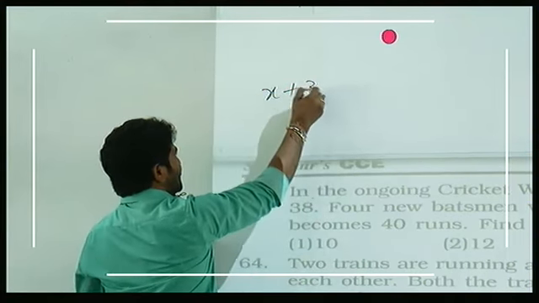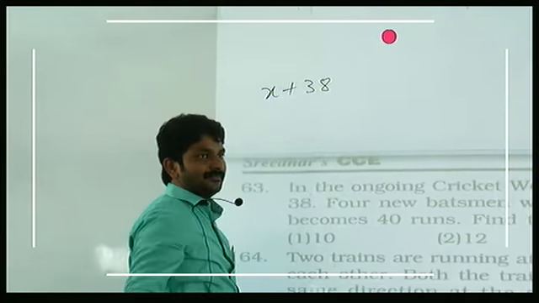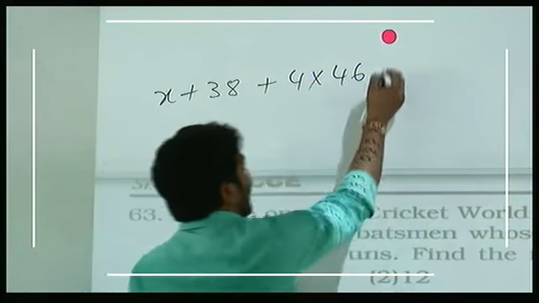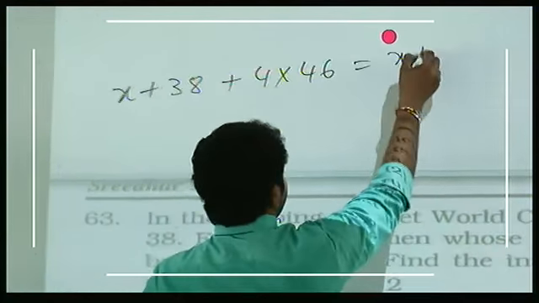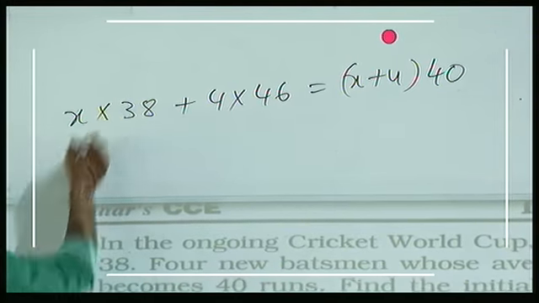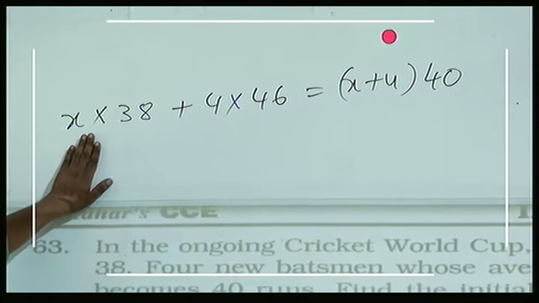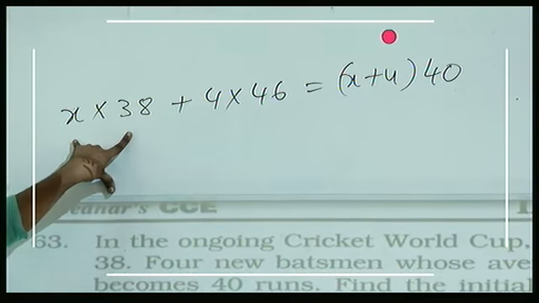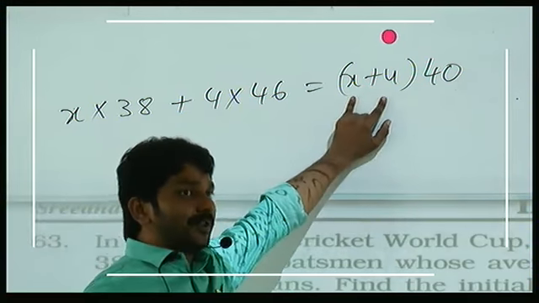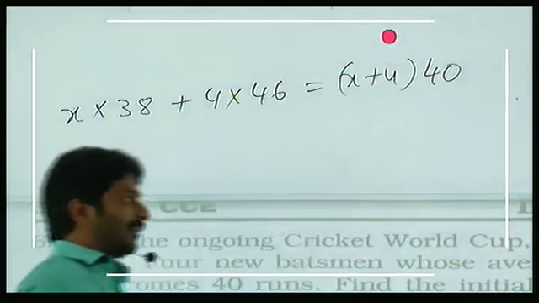There are X members whose average is 38. To this number you are adding 4 members whose average is 46. Initial members' total and extra members' total. Now we have X plus 4 members whose average is 40. Initially we have X members whose average is 38. Total is X into 38. To this number you are adding a group of 4 members whose average is 46. This gives you the grand total. Now we have X plus 4 members and their average is 40. Solve it, you will get the X value.